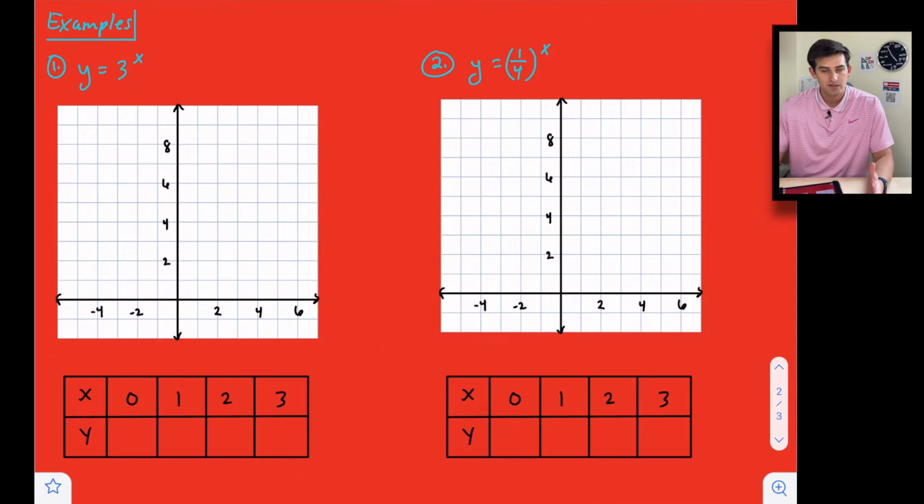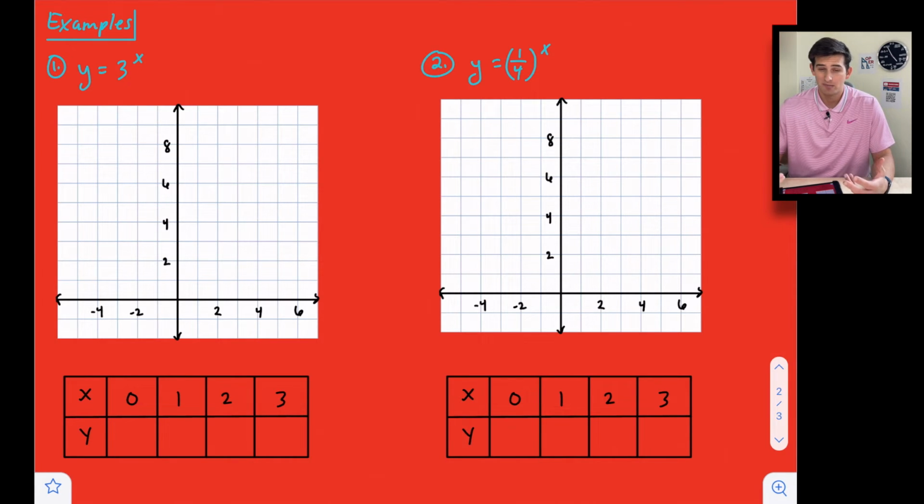So just to make it a little bit easier for us, I've made a table of values. Now these might not be the only x values that we use, but it's a good place to get us started. So for number 1, we have y equals 3 to the x power. So I'm just going to plug in, first of all, when x is 0. Now this is y. Our y-intercept is going to be just 1.